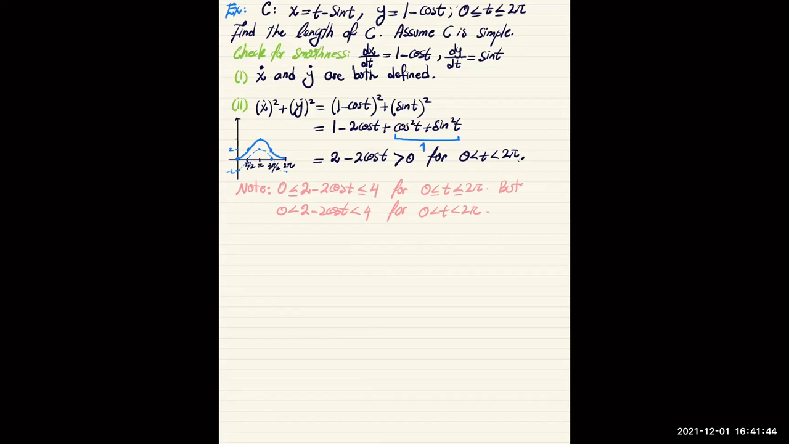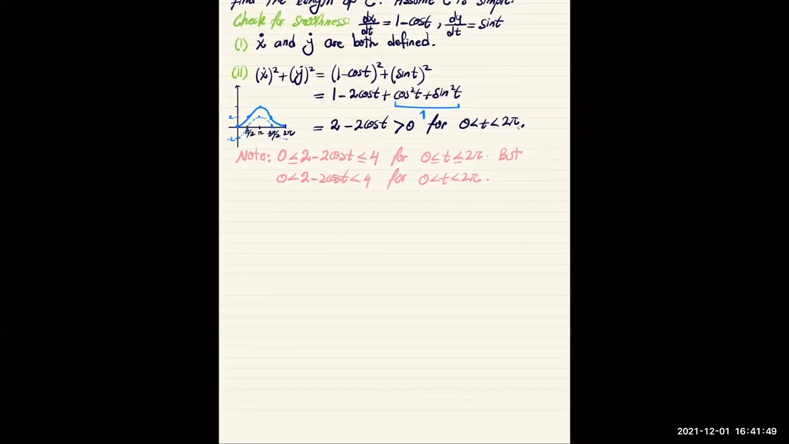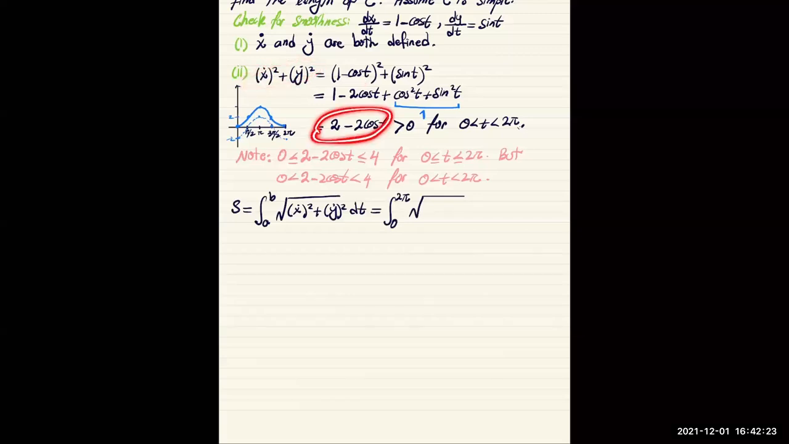Now you can go ahead and find arc length. Okay, so from 0 to 2 pi is the length that we want. And we have here the square root of, we've already found, x dot squared plus y dot squared. It is 2 minus 2 cosine t.